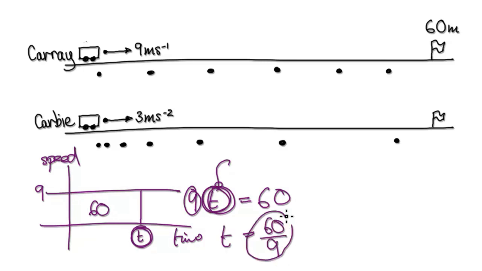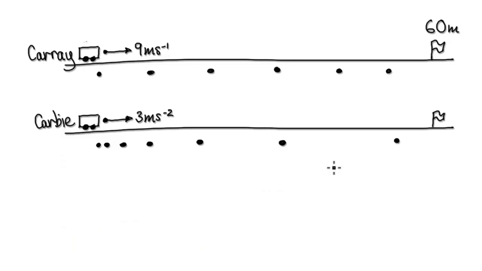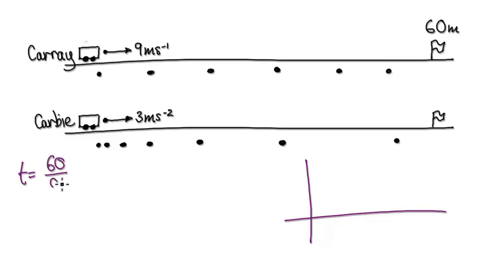So we will come back to this value later on. So now let's write this. T equals 60 over 9.